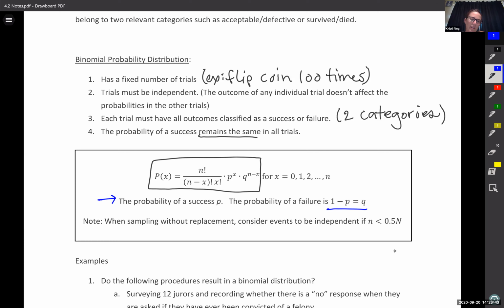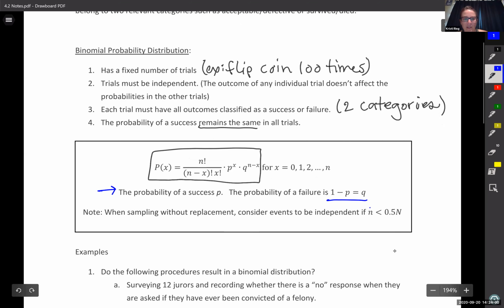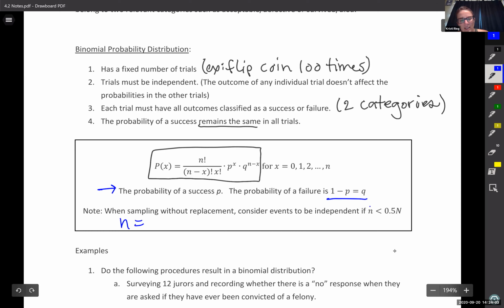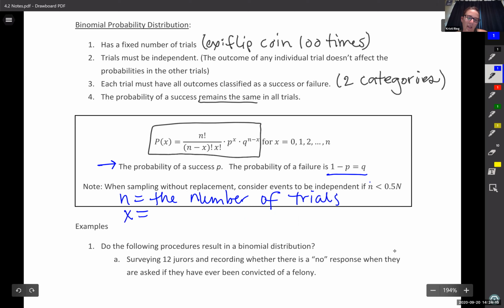This little note, sampling without replacement, is something we will get into in more detail later with this N right here, the sample size, but it's not important right now. So I'm going to unmark it because we're not going to use that right now. Just to remind you, because we have talked about these before, N is the number of trials. It's always the number of things we're talking about. And then X is the number of successes. So N is the total number. X is the number we're looking at for that particular example.